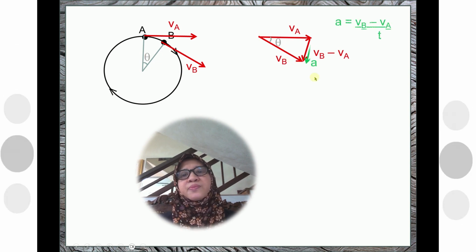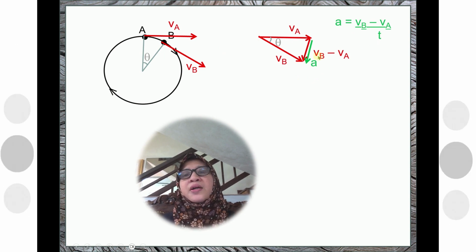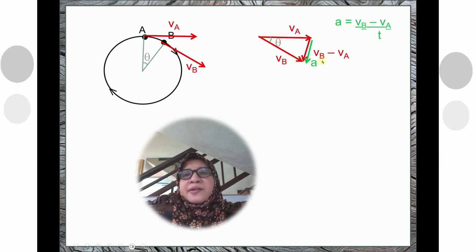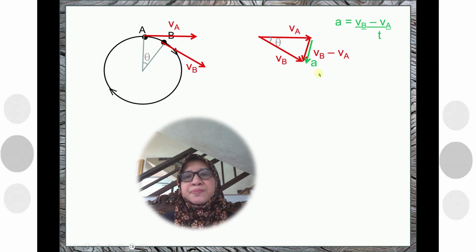Now acceleration means change in velocity over time, the rate of change of velocity. So a equals VB minus VA over t. From the vector diagram here, a follows the direction of VB minus VA. So the direction of a is this way, and VB minus VA in the vector diagram is also this way.